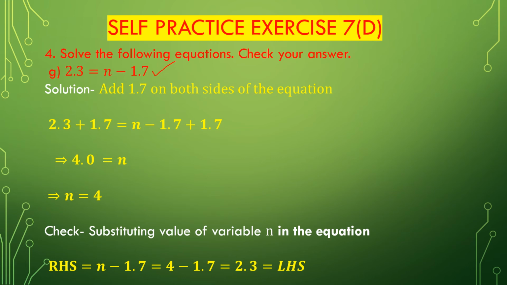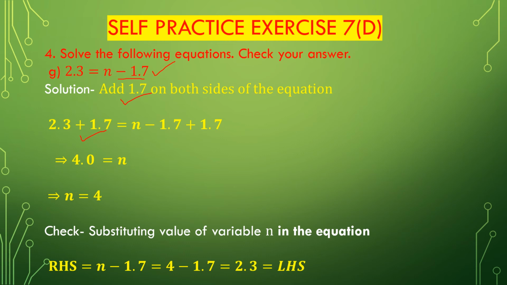Here it is minus 1.7, so we have to add 1.7 on both sides of this equation to get the variable n. So add 1.7 on both sides of this equation. We get 2.3 plus 1.7. Here minus 1.7 is given, it is a minus operation, so we have to add 1.7 on both sides of this equation to get the variable n.